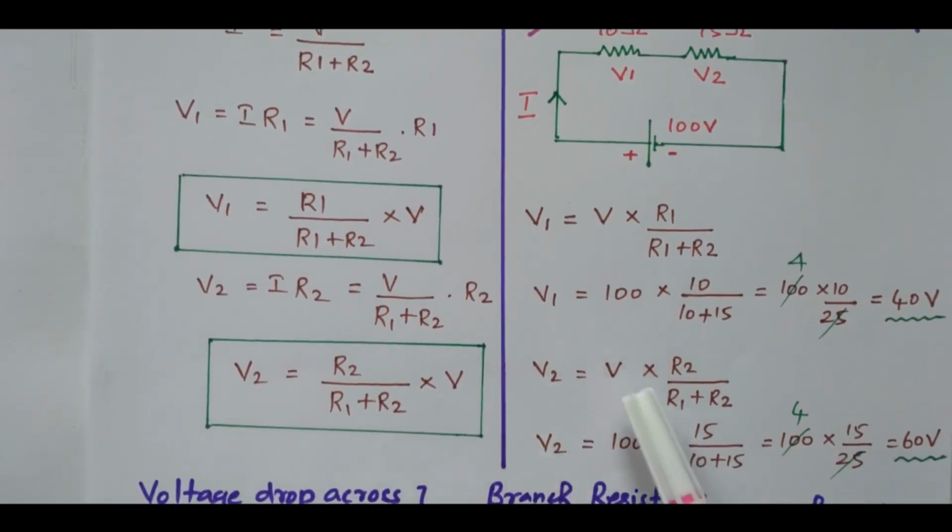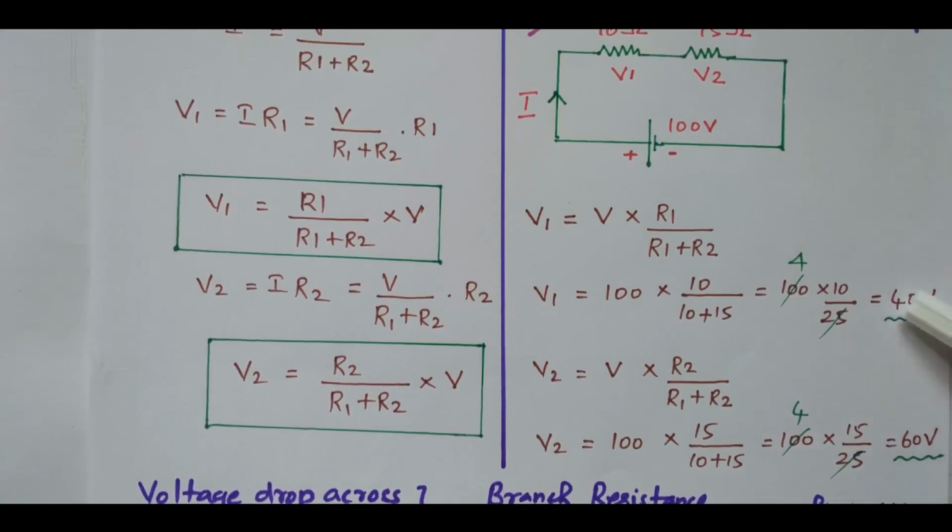is equal to the same thing: total voltage multiplied by that resistor divided by the total resistor. V2 is the voltage across resistor R2, so here we need to use R2. So V2 equals 100 into the R2 value, 15, divided by 10 plus 15, that is 100 into 15 by 25. So here 4 times. So 4 into 15, 60 volts.